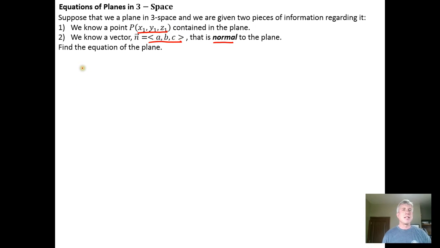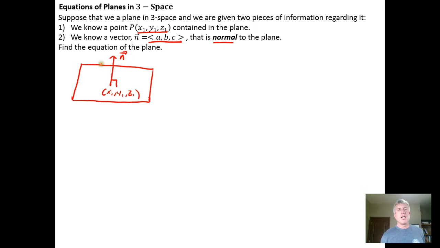And the idea is this. If we have a plane and we know a point in the plane, here's a point right here, the point x1, y1, z1. So we know a point in the plane, and then we know a perpendicular vector to the plane, a vector that's normal to the plane. Let's call it n for normal vector.